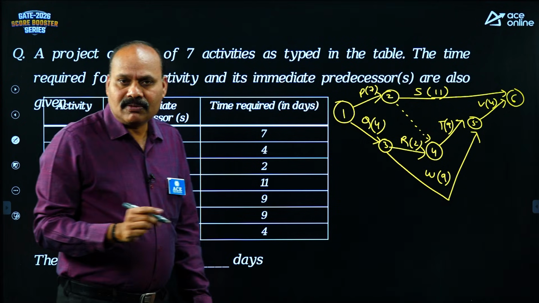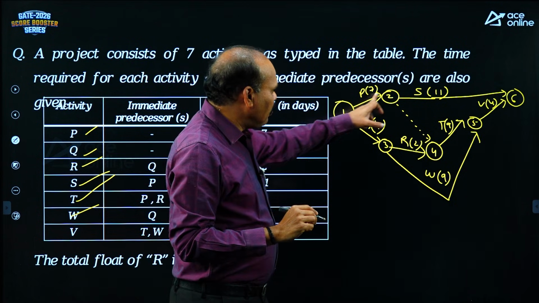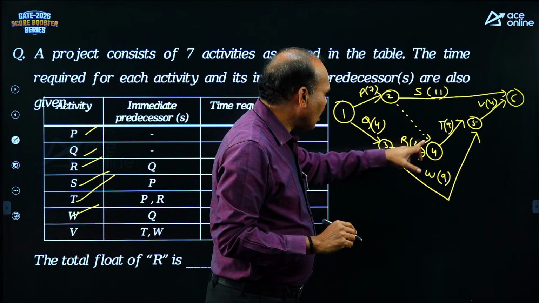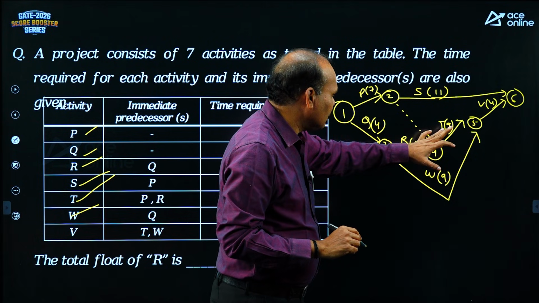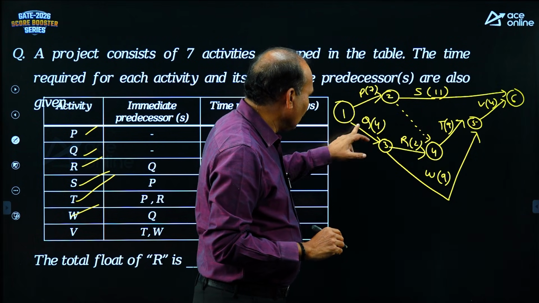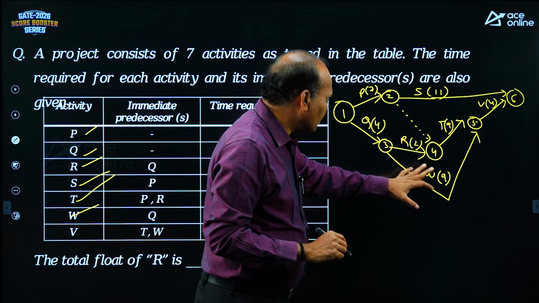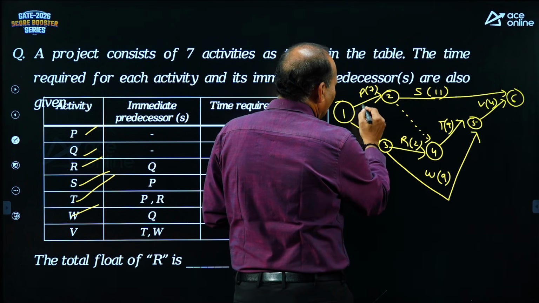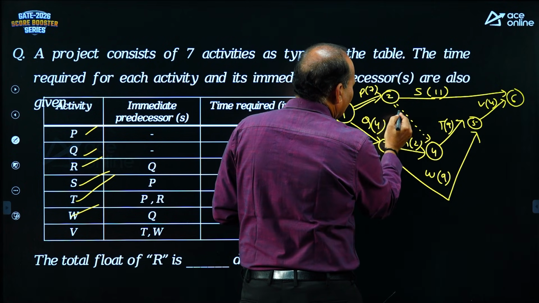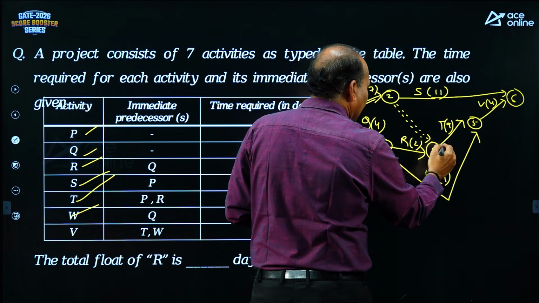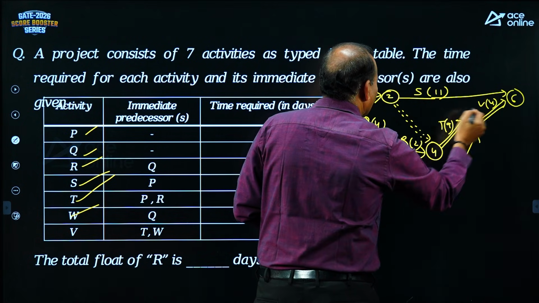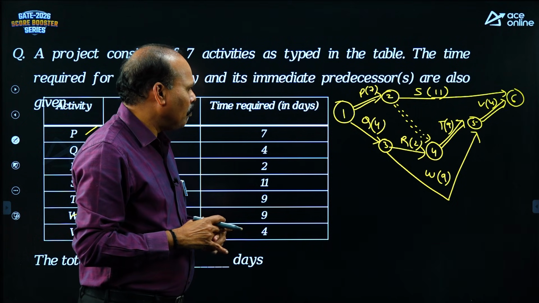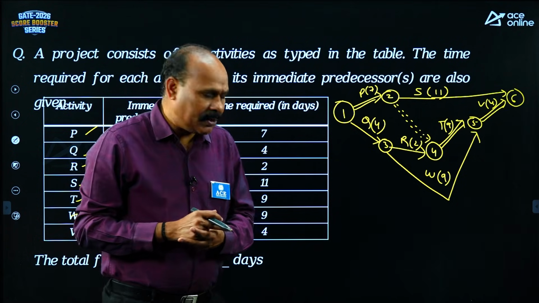Get the critical path by observation. PS is 18. QRTV, how much? 6 plus 19. QWV, 13 plus 4, 17. What is the critical path in this by observation? P, dotted arrow, 7 plus 9 plus 4, 20. 9 plus 4, 13, plus 7, 20. 1, 2, 4, 5, 6 is the critical path.